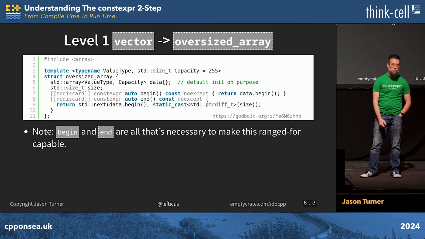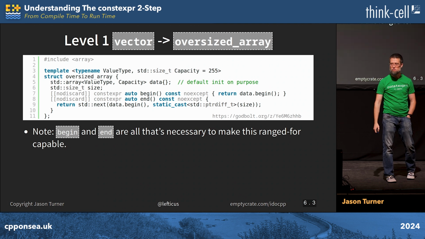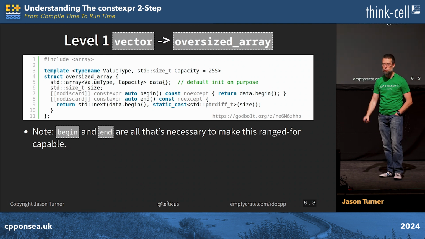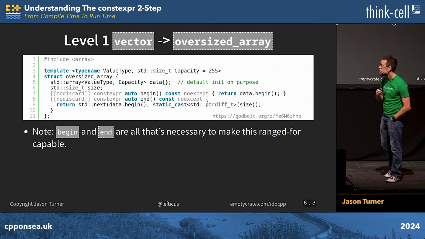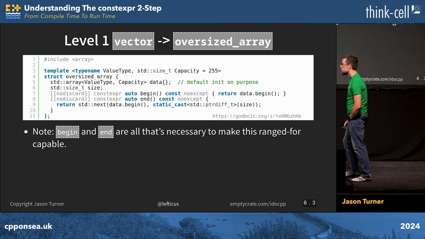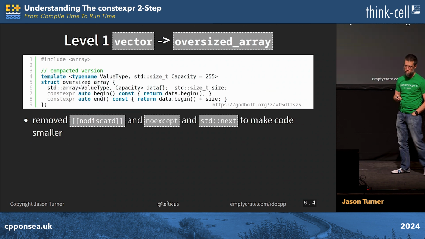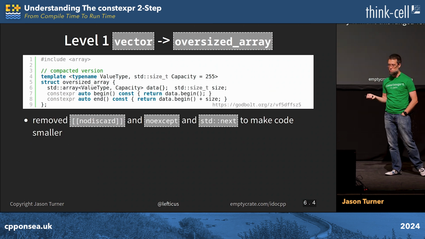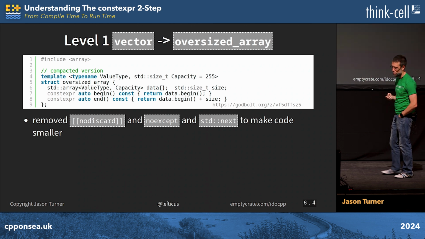Does anyone have a better name for this than oversized array? Finite array? In place vector? Bounded array? Capped array? But you're all still calling it, well, I don't know. It's just array in C++. We assume a fixed size, whatever.